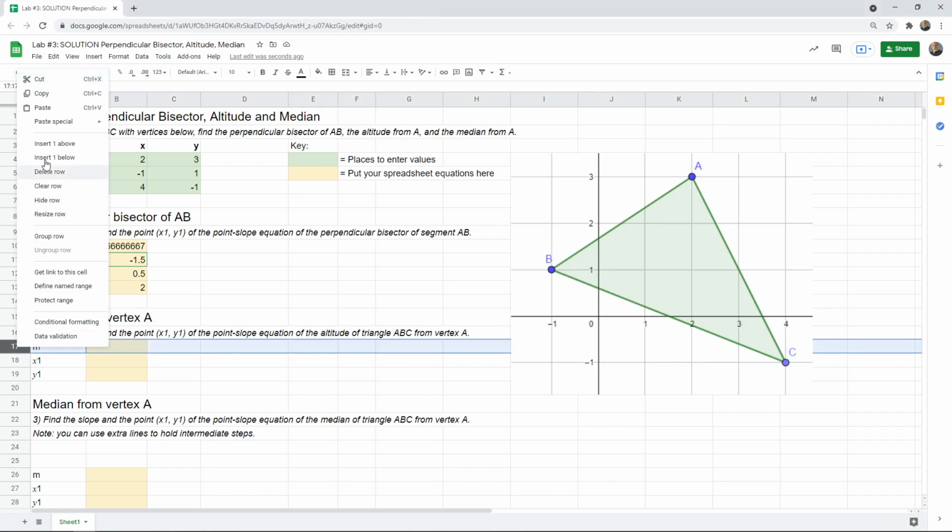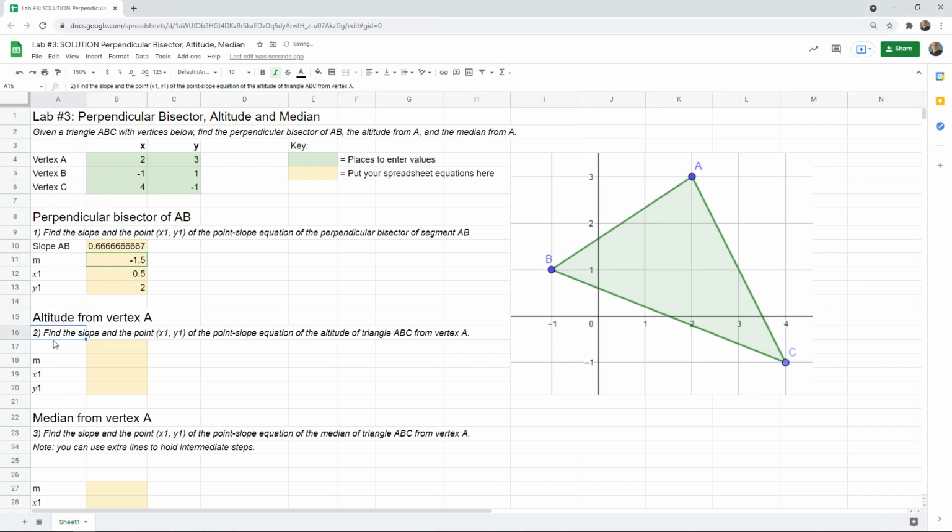So I'm going to right-click, insert a line, and this time we'll find the slope of BC. And this is similar as to before. We'll take the rise divided by the run. Okay, and then the slope that we need is going to be the opposite reciprocal, which equals -1 divided by this.